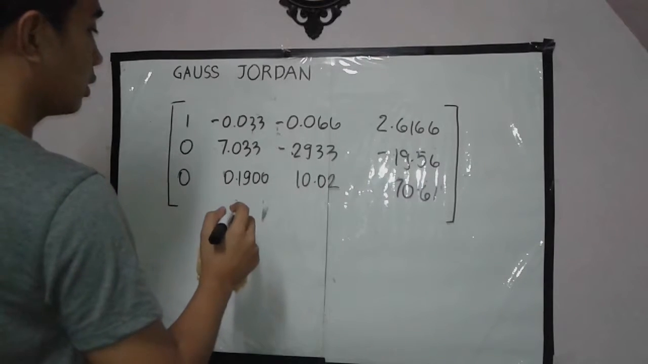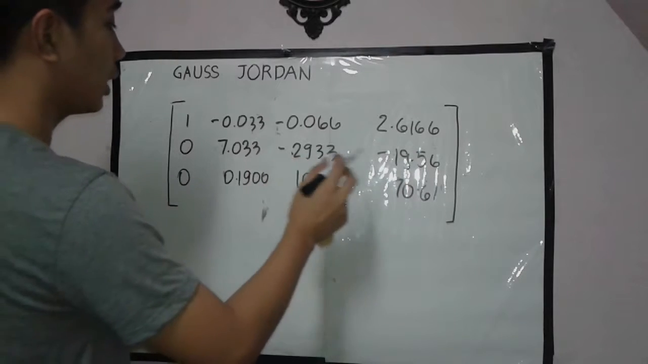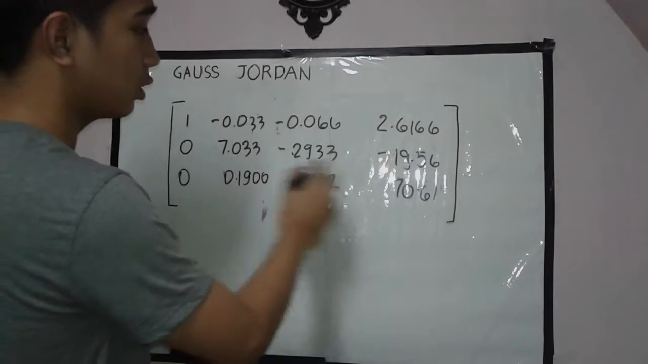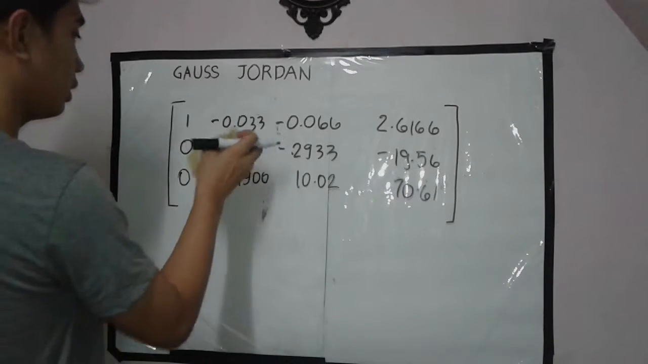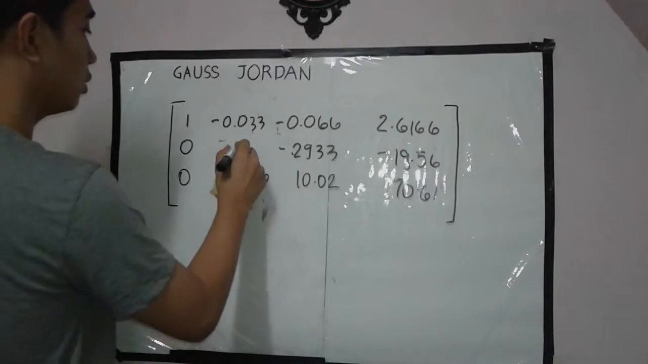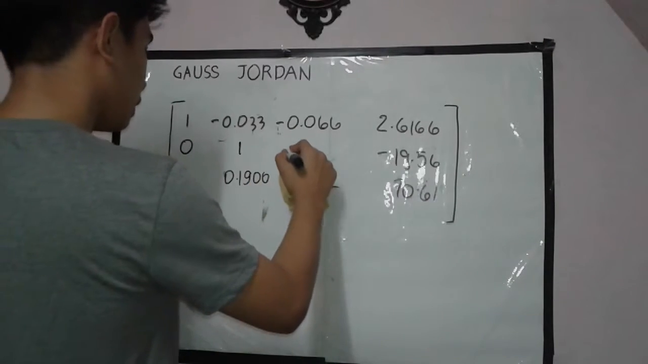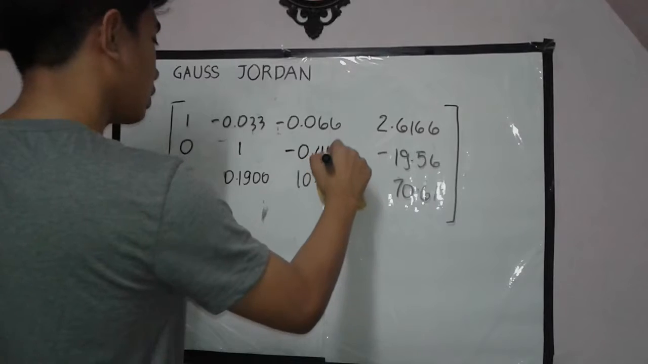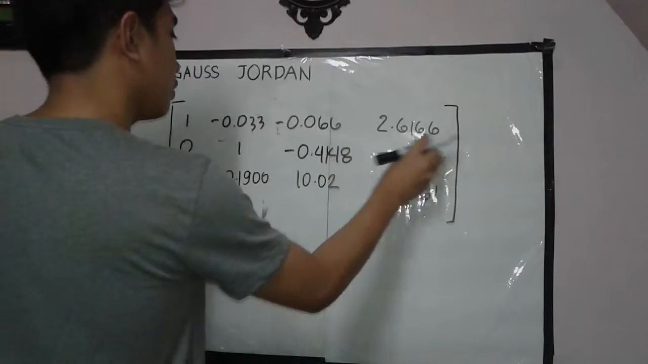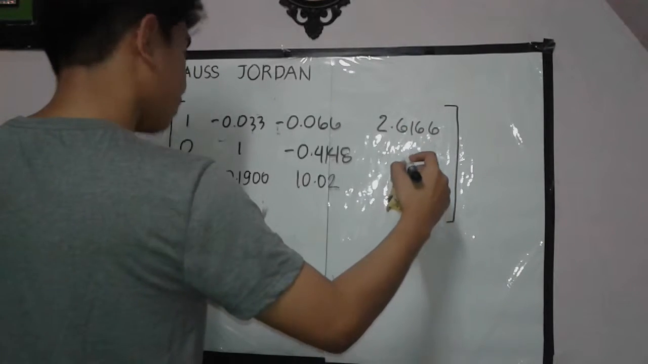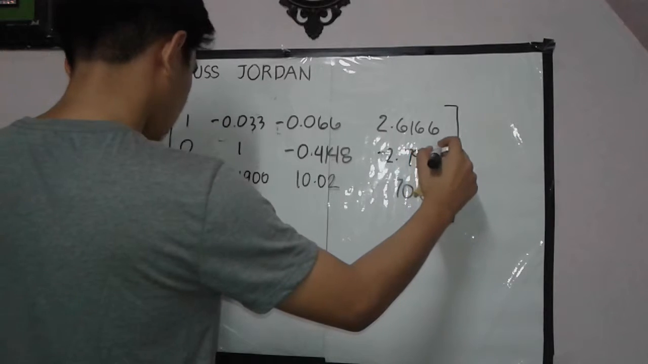So you have your second row here, and you need to normalize it. To do that, divide the second row by 7.003. Then it will become 1, negative 0.4148, negative 2.79, 32.